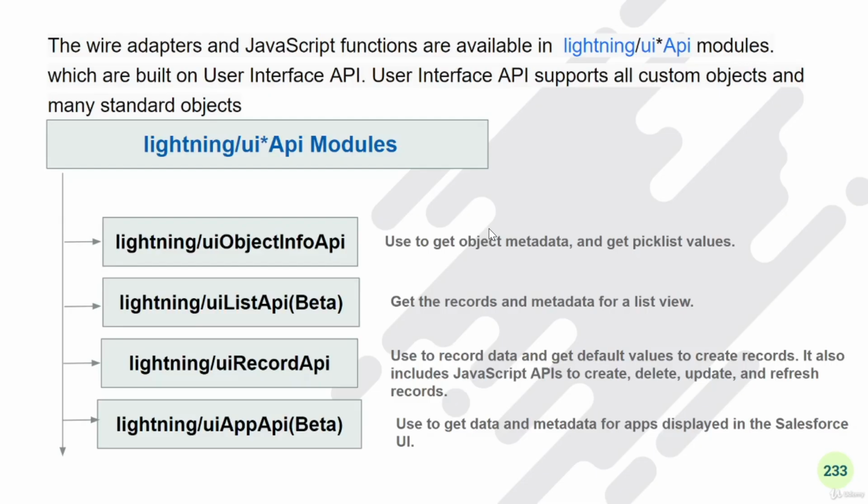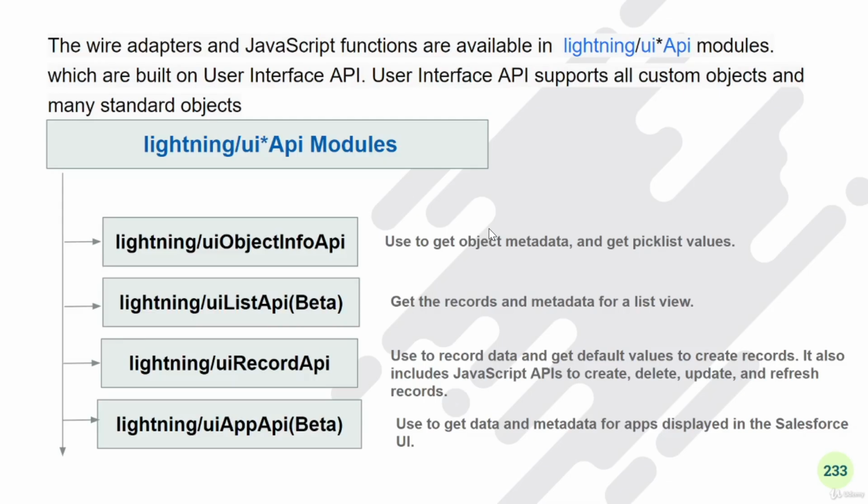The first type is UI Object Info API. We're going to use this module very heavily to fetch pick list values, and in this module you can get the object metadata as well. The second module is UI List API, which is still in beta, but we're also going to look at it. We use it to get the records and the metadata for a list view.